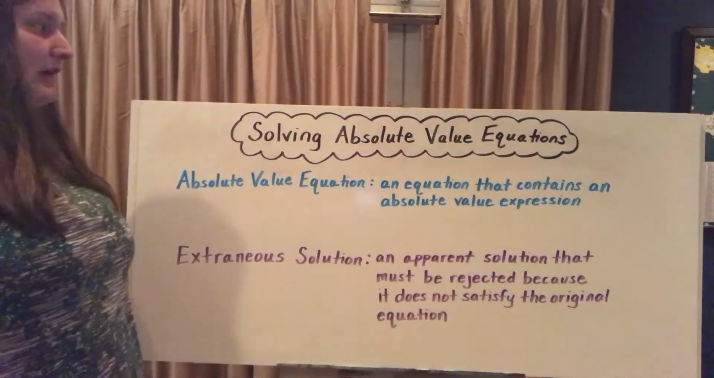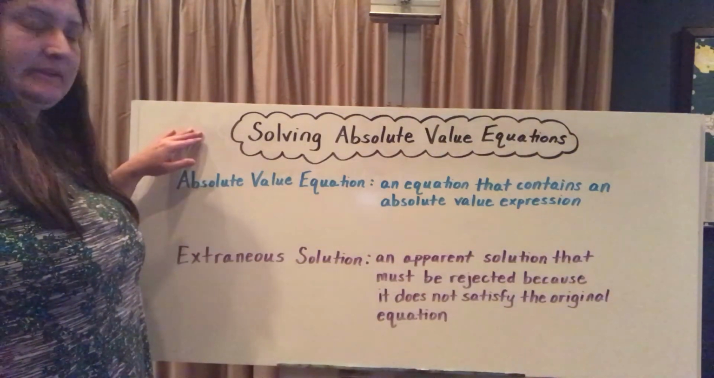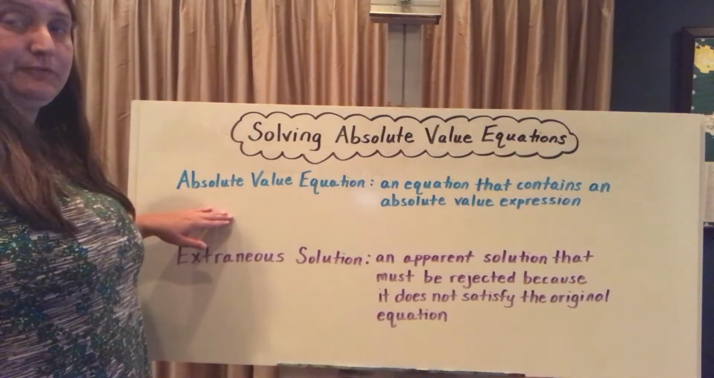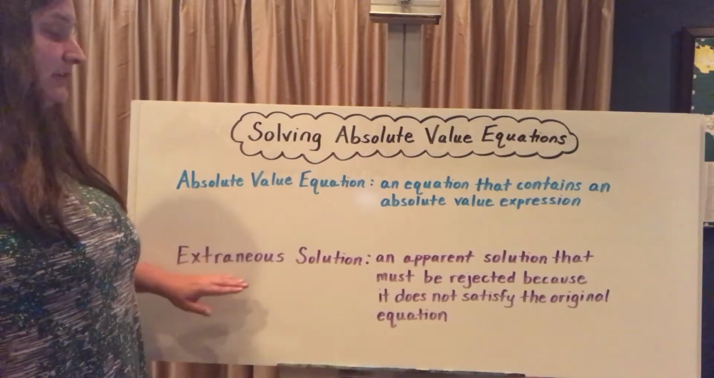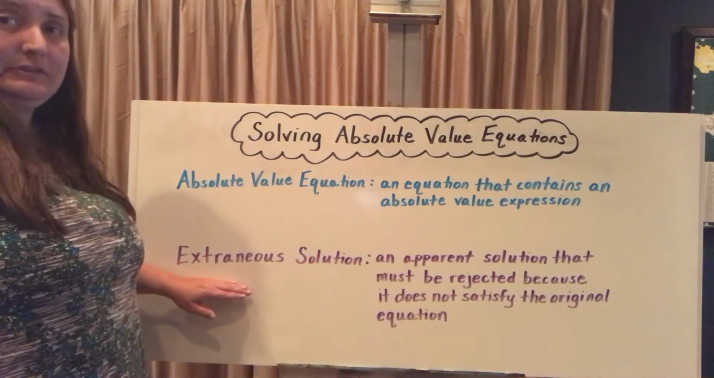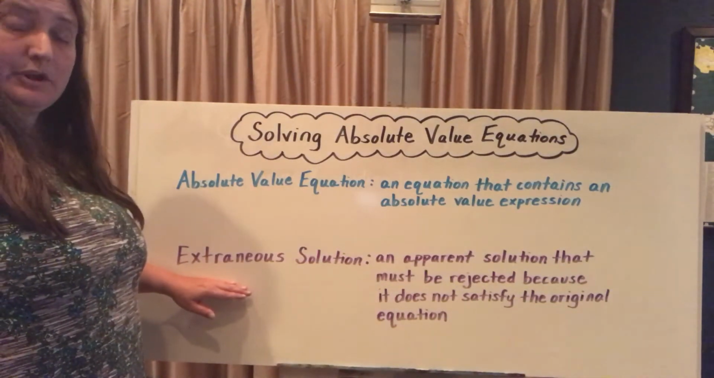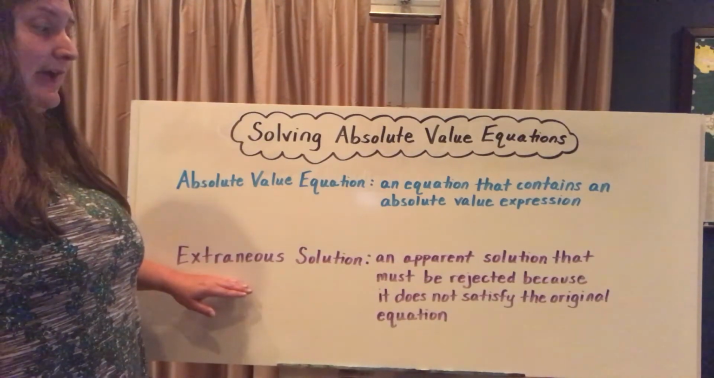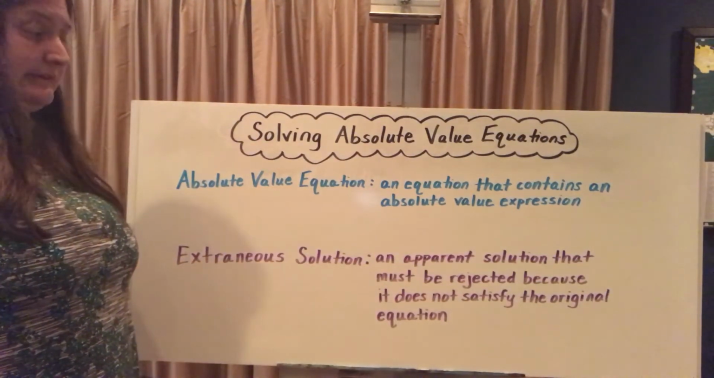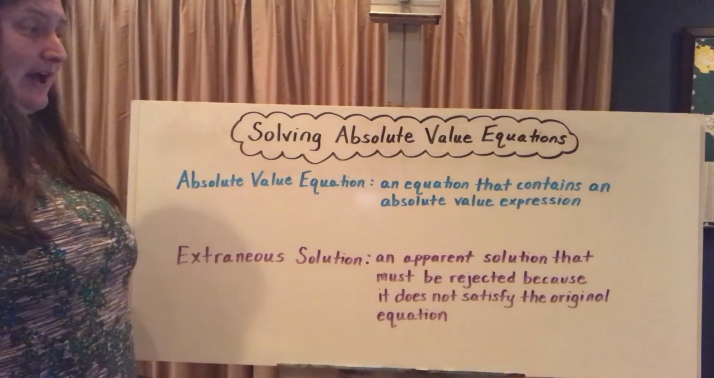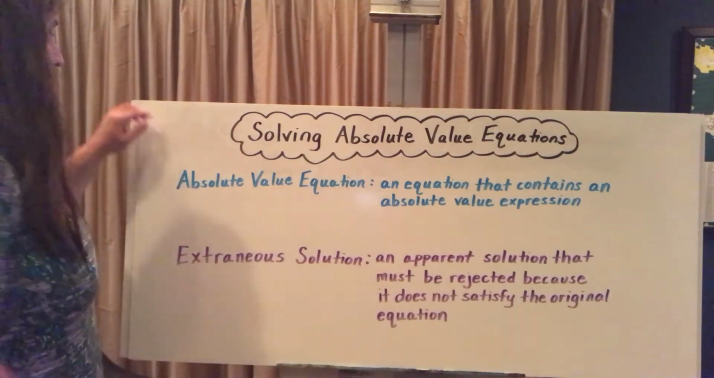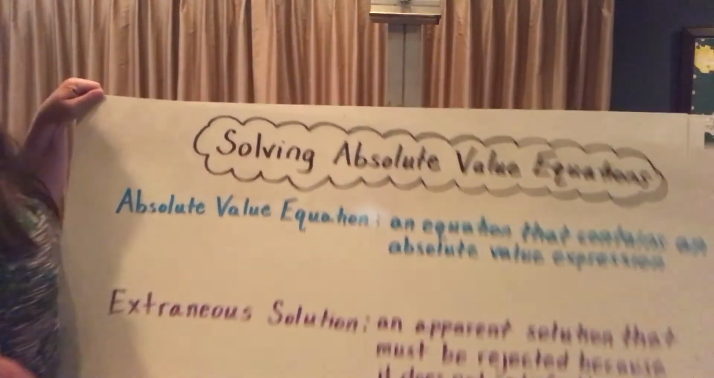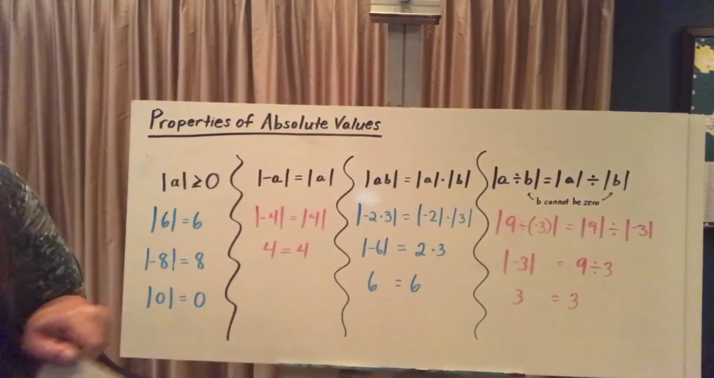So today we're solving absolute value equations. An absolute value equation is any equation that contains an absolute value expression. An extraneous solution is when we find a solution that we think is going to work in our equation, but when we plug it back in, we realize it doesn't work, and that solution must be rejected because it doesn't satisfy the original equation.